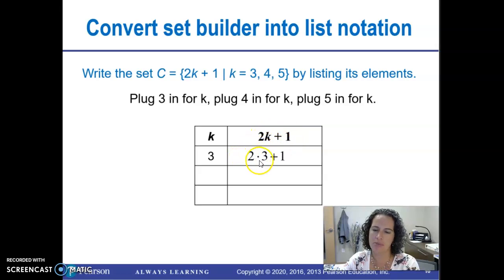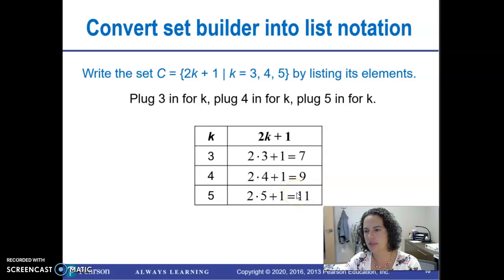So we'll do 2 times 3 plus 1. So 2 times 3 is 6, plus 1 is going to make that a 7. Now when I plug in 4, it's now 2 times 4 plus 1, so it's an 8 plus 1, we're looking at a 9. And the 5 works the same way. 2 times 5 plus 1 is going to make that a 10 plus 1, so that's an 11.